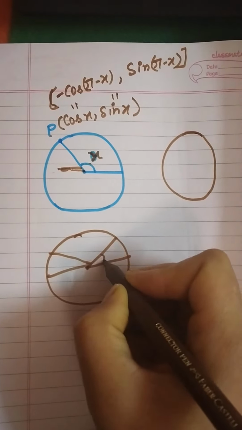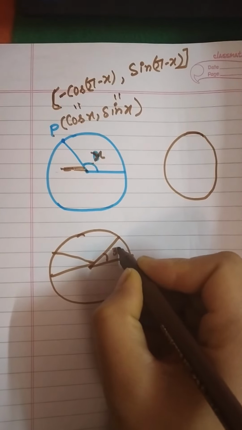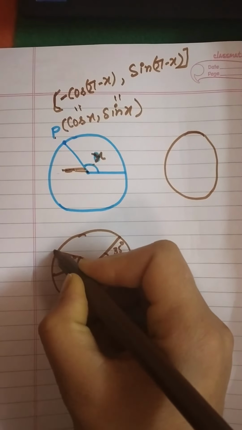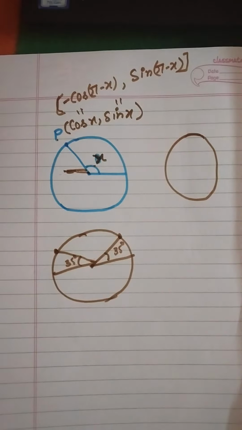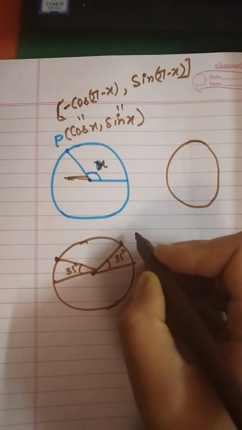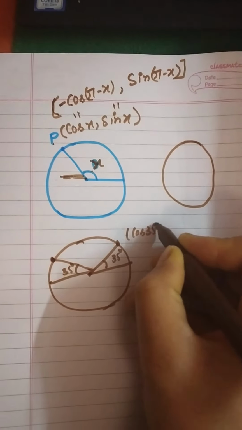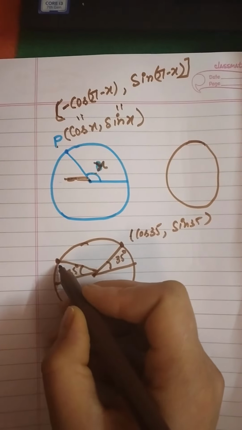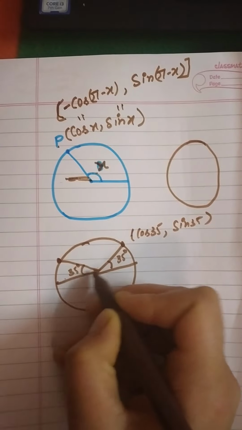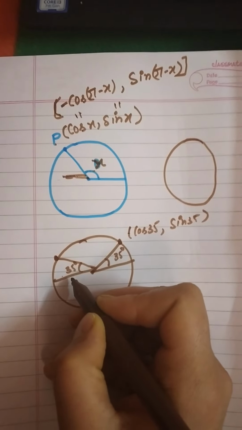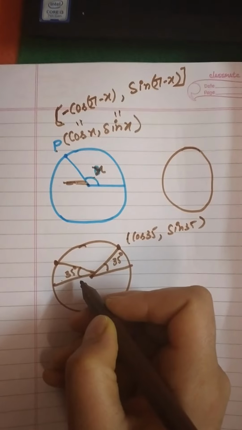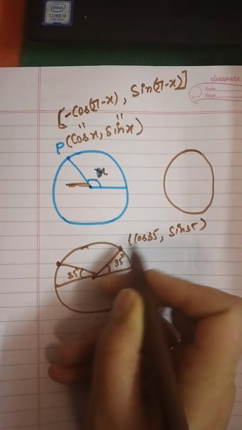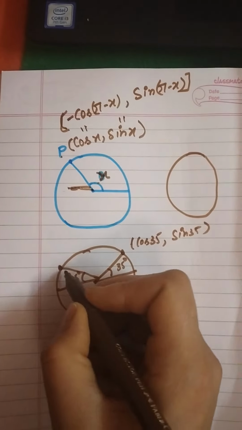Okay, suppose this is also 35 degrees and that is also 35 degrees. Then how do the coordinates of these two positions differ? Its coordinates are cos of 35 and sine of 35. Obviously, distances can never be negative. Signs are only the directions. So this distance magnitude is cos of 35 and sine of 35 only.